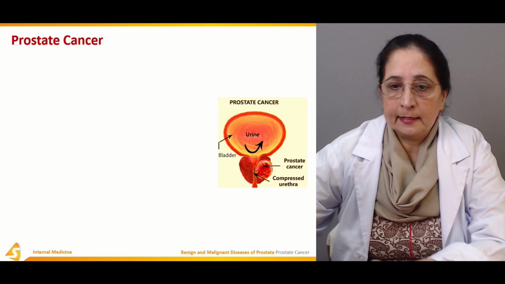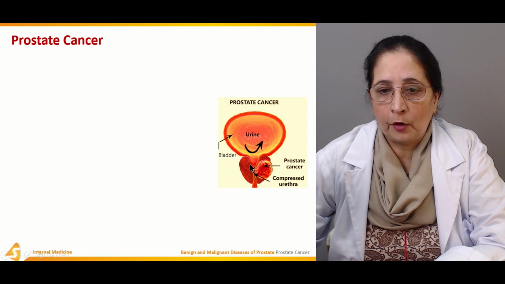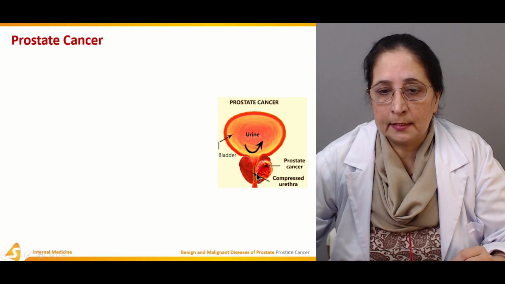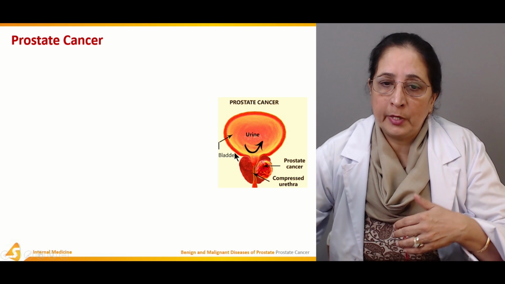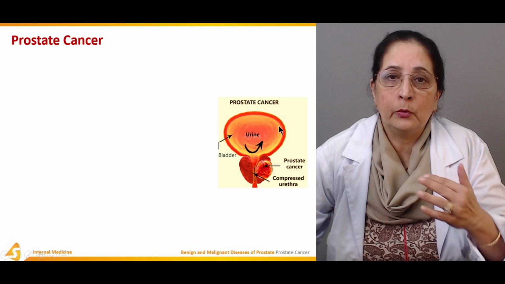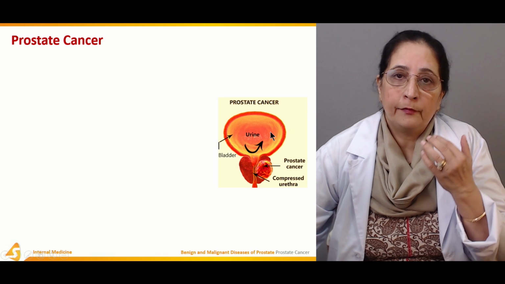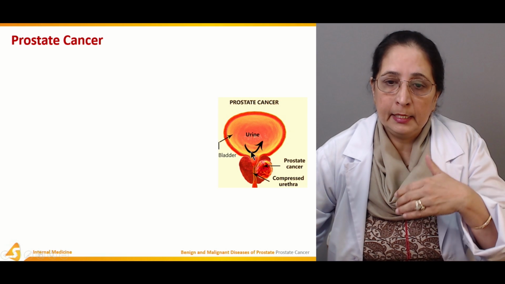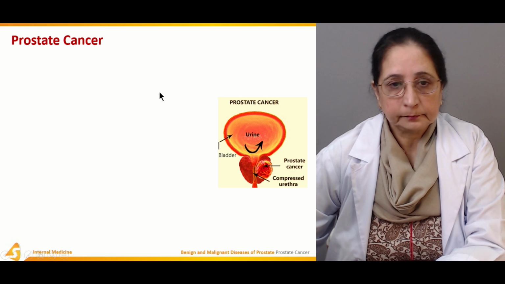Then the prostate cancer, again, you can see this is the bladder, urine. This is the prostate cancer present in the prostate gland. And as a result of that cancer, the urethra is compressed. There's the compressed urethra, and that is now showing the backflow, or the urine goes back, because the urethra is the outlet for the urine from the bladder. So when that urethra is compressed or blocked, there is backflow of the urine into the bladder.